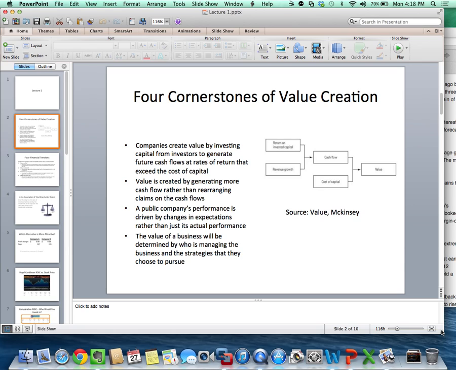What McKinsey does to summarize the book that we use, which they didn't do in the original book, is basically say there are 4 major things that drive value for any company. And we need to understand them this semester. These are 4 principles we're going to focus on. They call them the 4 cornerstones of value creation.